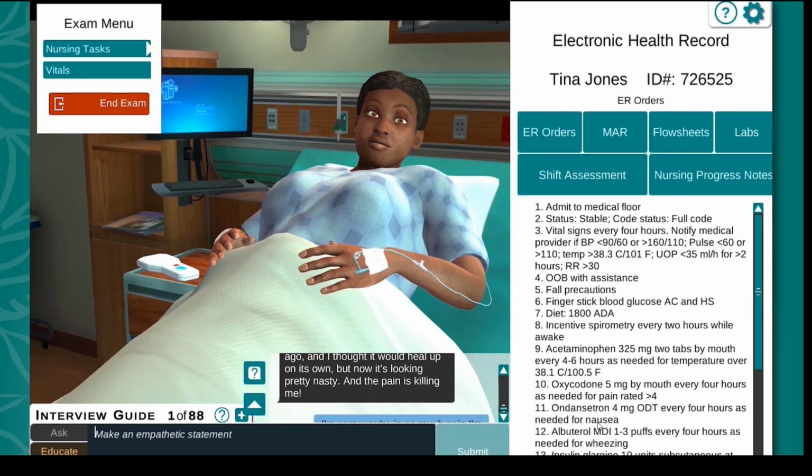When you are using the education and empathy features, it's important to note that you are not graded on the exact words you use to educate or empathize, but rather you are assessed on the timing of your response. I would not earn the point if I moved on in my interview and asked a couple more questions and then remembered to come back and empathize with Tina. You should offer education and empathy immediately after it's warranted.